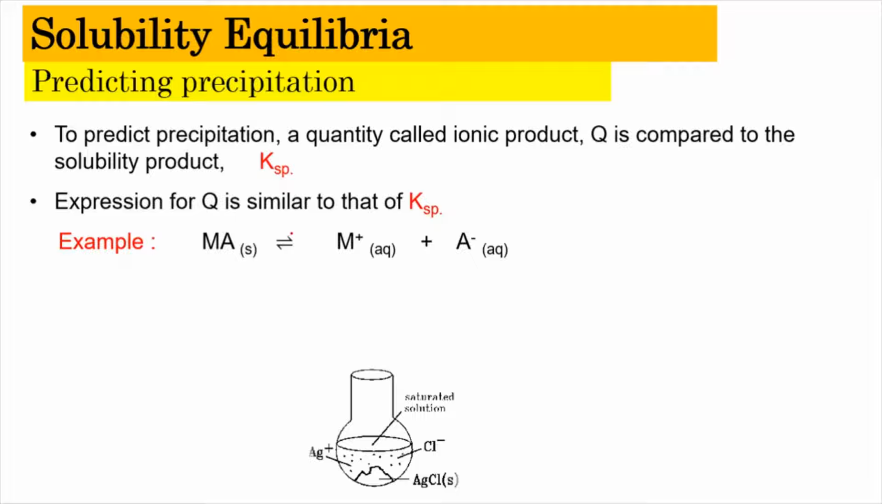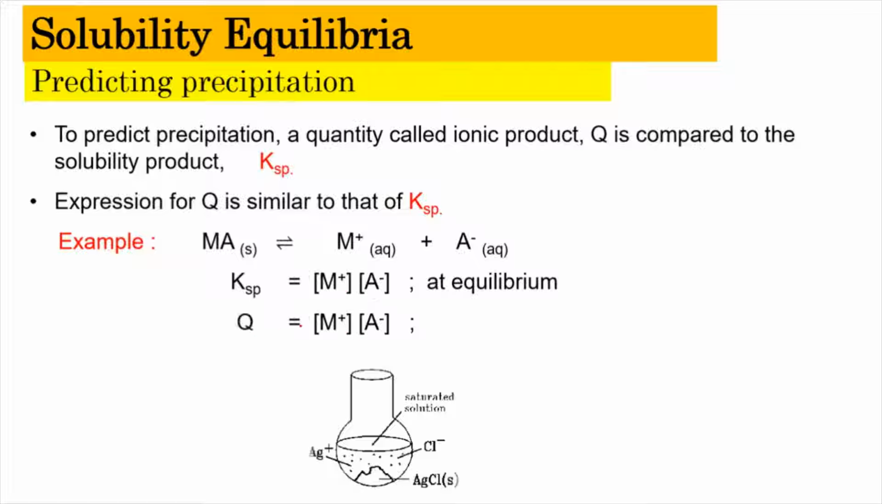And in order for us to compare Q and KSP, it basically means the same thing, in which the KSP equal to the M plus concentration multiplied by the A minus concentration. Meanwhile, the Q basically refers to the same thing. However, the K refers to the situation at equilibrium. Meanwhile, Q is referring to any point of the reaction, and usually it is not in the state of equilibrium, and we're going to take it at the initial point.